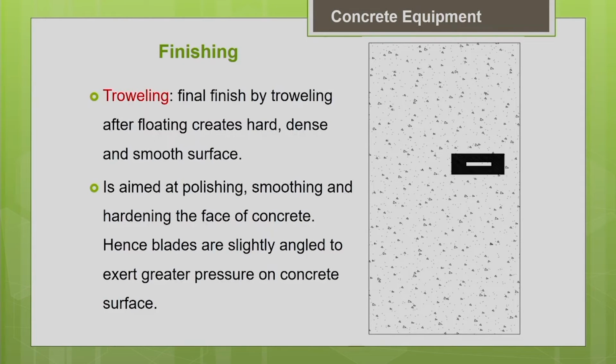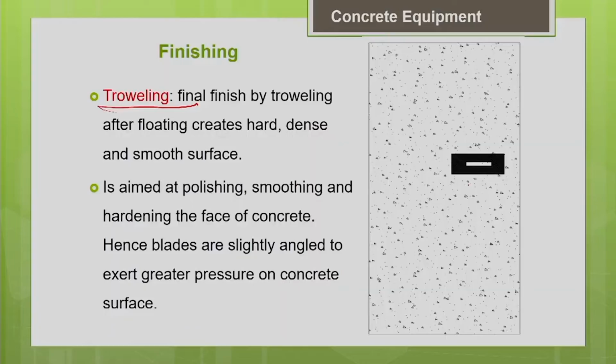The next step of the finishing is troweling. As I told you, we are doing the finishing in stages. Troweling is also floating, but it refers to a different stage of floating. The final finish we call troweling, and it is done after floating. Manually, we use the same tool, but since we are doing it in a delayed manner, by that time the concrete would have hardened.